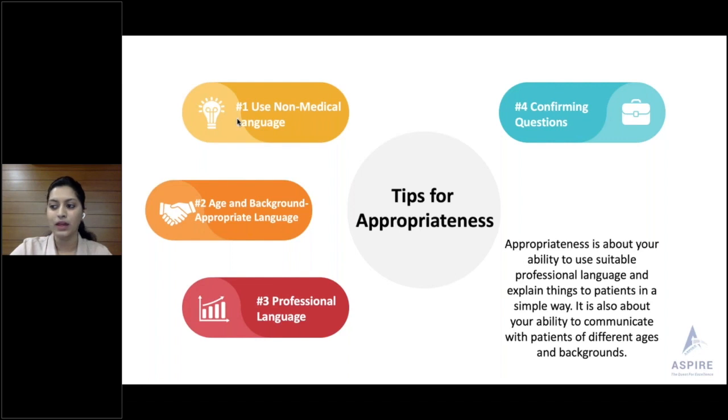If the person can understand the medical language, it's fine, but in case you do use it, please make sure that they have understood the term. If not, please put it in layman's terms. Or to be on the safer side, you can put the whole thing in layman's terms so that you're clearly understood. Age and background appropriate language: make sure the language you use is suitable for the age of the patient or the caregiver. Professional language: make sure the language you use is suitably professional and appropriate for the situation.